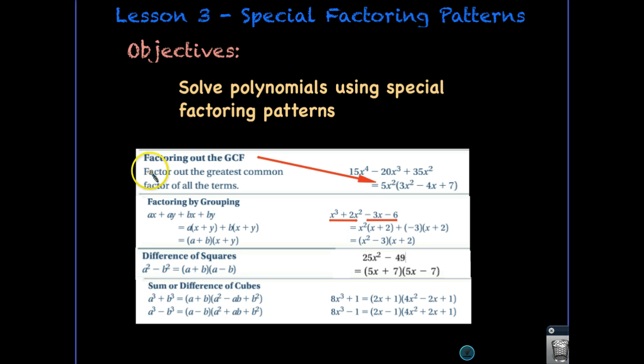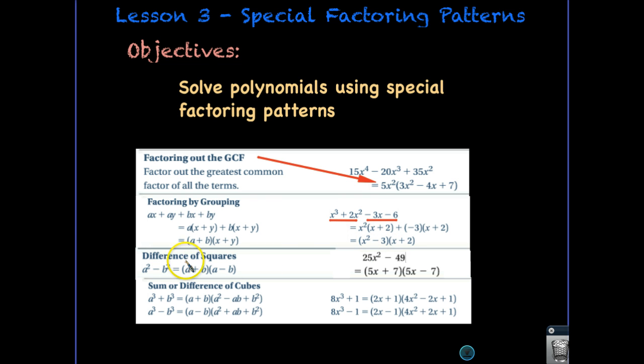So let's review. When we're factoring, we always factor out the GCF, or greatest common factor. So we always look at that. And then when we factor that out, we look at what we have left, and in this case we have a quadratic, which then we can factor by grouping. And we know how to factor by grouping. We turn the quadratic into a polynomial with 4 terms, and then we group 2 and 2 together.